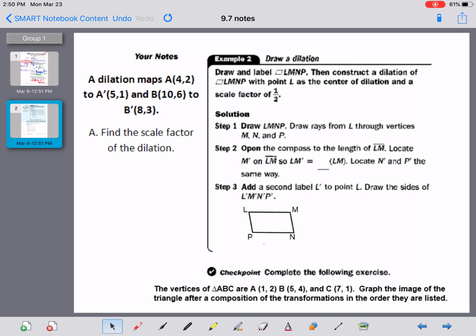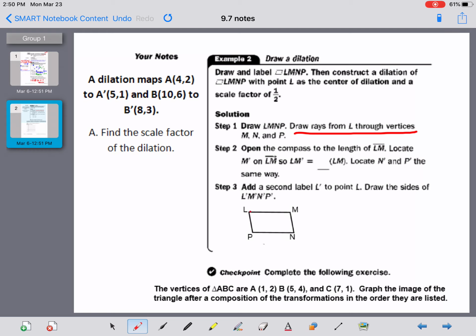So when I'm reading there, it says draw and label parallelogram LMNP. And then we're going to construct a dilation of LMNP with point L as the center of dilation and a scale factor of 1/2. So when I go to step 1, it says draw LMNP, and I already did that for everybody in your notes. I drew you a parallelogram, so it's already there. And then we're going to draw rays from L through the vertices.